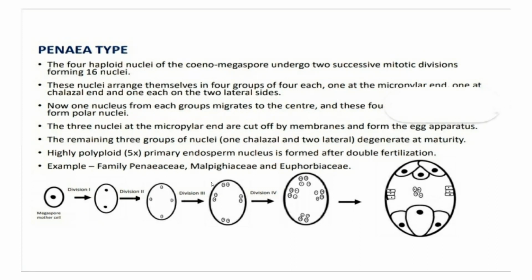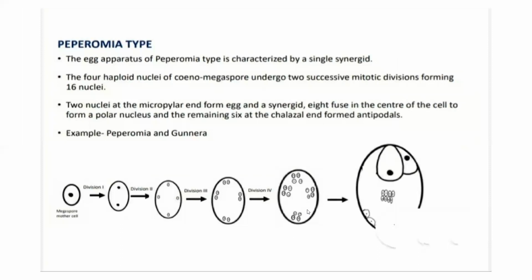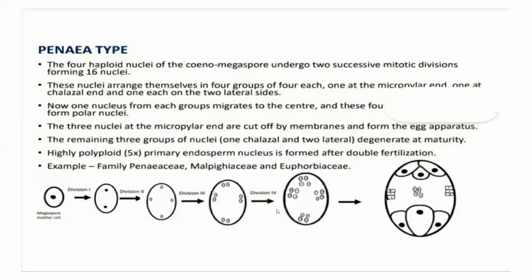Examples: Piniaceae, Malpighiaceae, and Euphorbiaceae. In this type, the 4 haploid nuclei of the megaspore undergo 2 successive mitotic divisions, forming 16 nuclei. You can observe here: megaspore mother cell, after 1 division 2, 2nd division 4, 3rd division 8, and 4th division 16. So they are arranged 4, 4, 4, 4; one group is at the micropylar side, one at the chalazal side, and 2 groups at the opposite sides of the embryo sac.